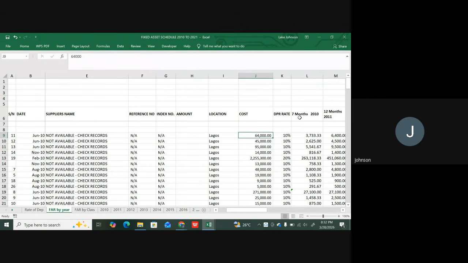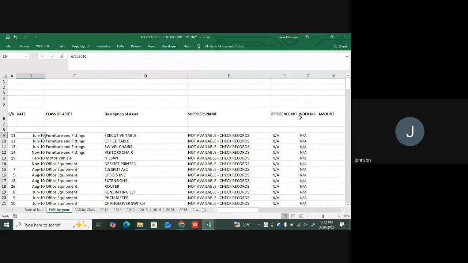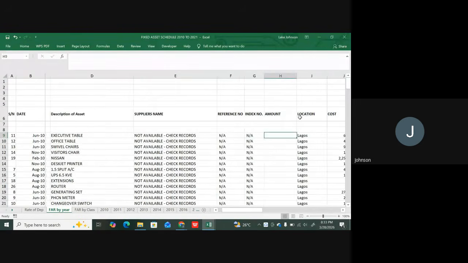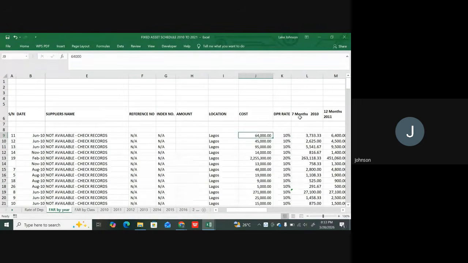Now, we also know that this asset, the first one, is furniture and fittings. So that is the class of the asset. Then the description is what we have here. So because it's furniture and fittings, the rate of the depreciation is actually 10%. So how do we now start doing it? Now we are going to look at what year. So any asset that was purchased in 2010 is going to fall under here.